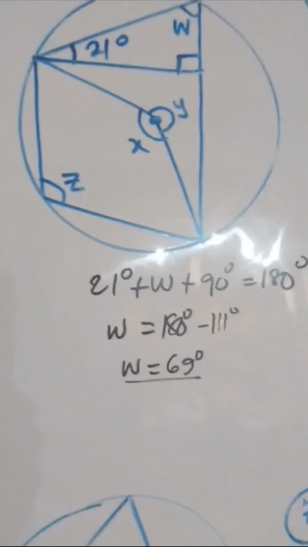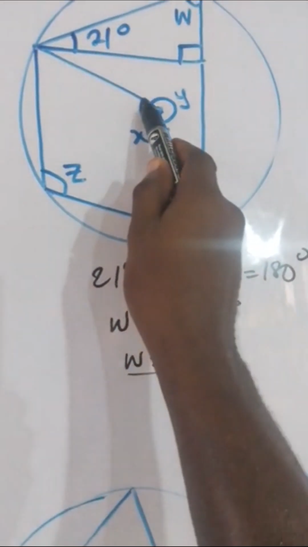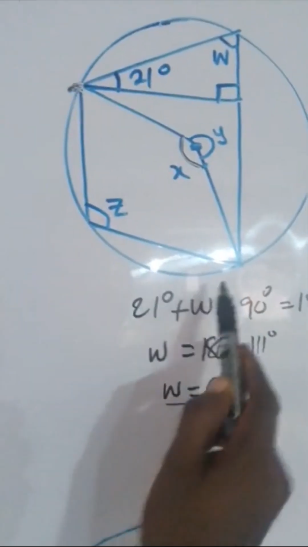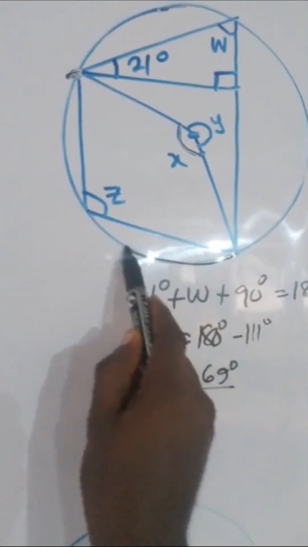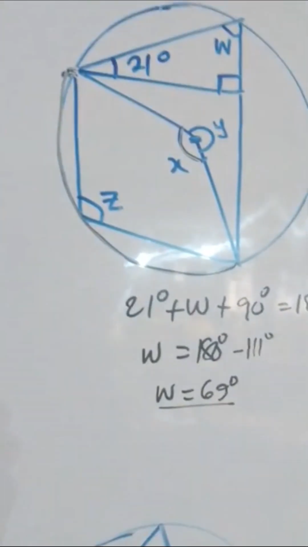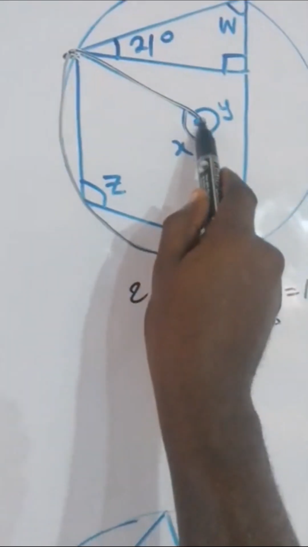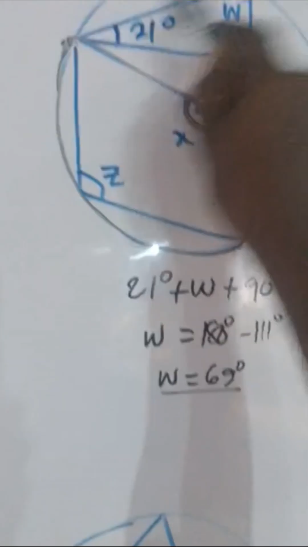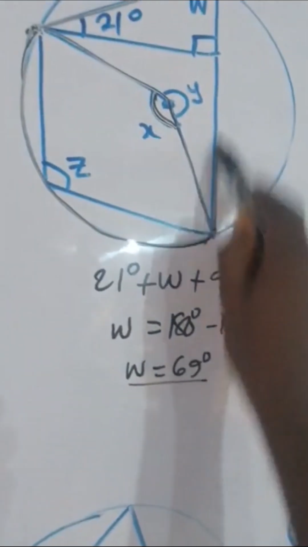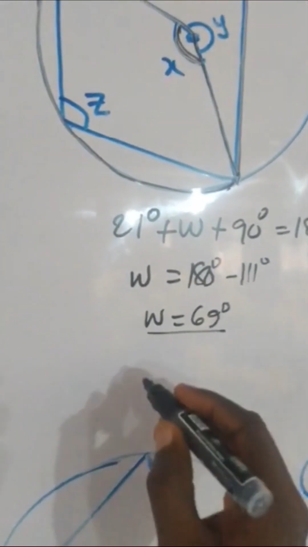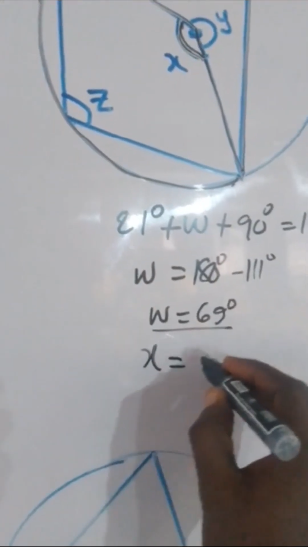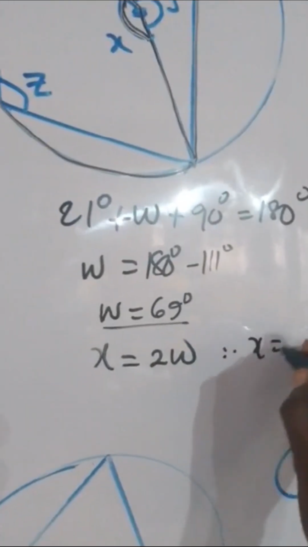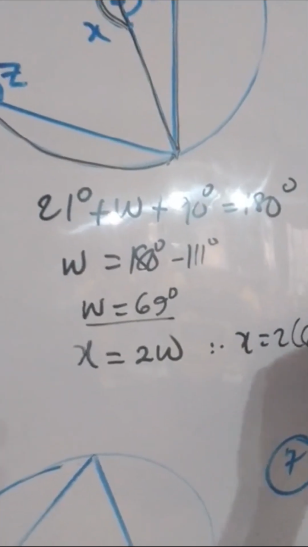Now, the one we can get easily next should be the value of X. Why? When you check from this point to this point, this is an arc. This particular arc subtends this angle at the center, X. This same arc subtends this W at the circumference. So angle at the center, which is X, is twice that at the circumference, W. From here, it means our X equals 2 times 69. So what is the value of X from there?